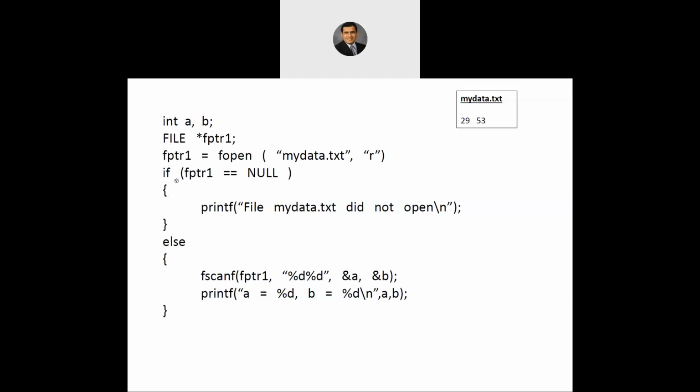Next, I say if FPTR is equal to null, show me that the file does not exist. Since the file exists, this will be false. It goes to else, and then it reads. The file pointer is associated with mydata.txt. Reads the first value, 23 will be stored inside A. Then there is a space, 53 will be stored inside B. Okay? And then, using printf, I can display it on the screen.